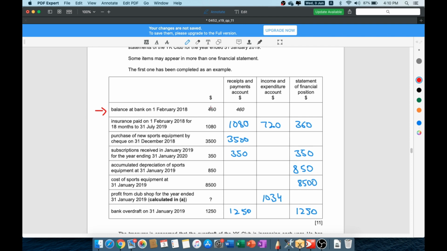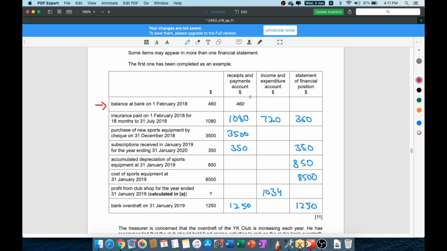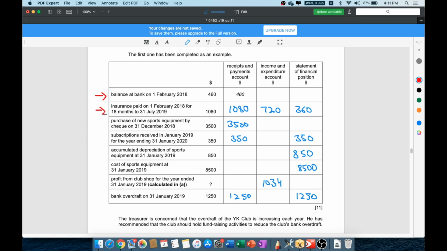One thing to remember here is that the receipts and payments account is technically your bank, because every cash transaction or bank transaction is going to go through the receipts and payments account. So he's given you the balance brought down for the bank over on the receipts and payments account. That means that it represents the bank in this case. The second point, he's given you already in the question, by the way.